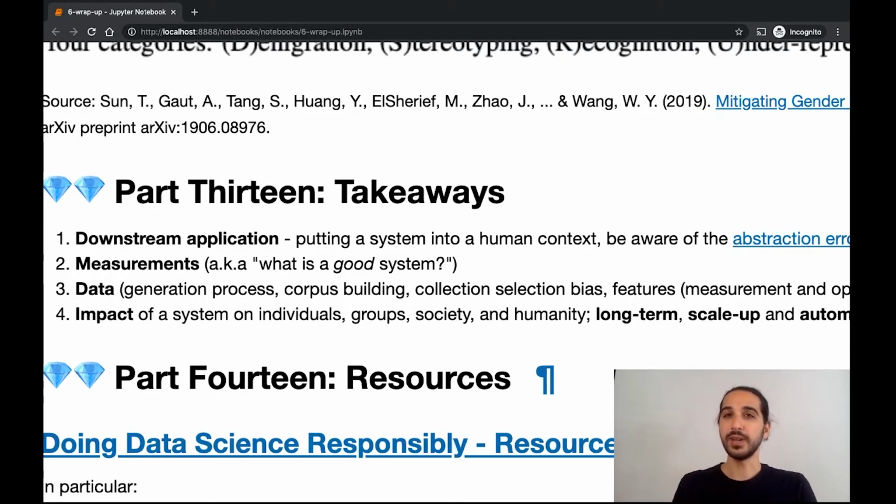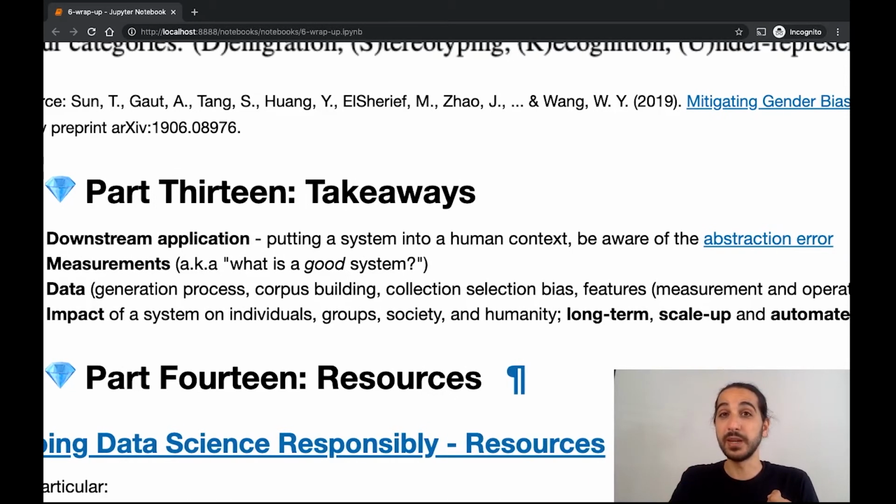The last point is about the question of impact. What is going to be the impact of the system on individuals, on groups, on society, on humanity in general? And all these four points are intertwined with each other. We also talked about that before, but this is more about taking into account, not only thinking about this impact, but what happens when your system is running for the long term. It's not making just one decision on a person, but let's say multiple decisions on a person, or it's scaled up, or it is being automated.